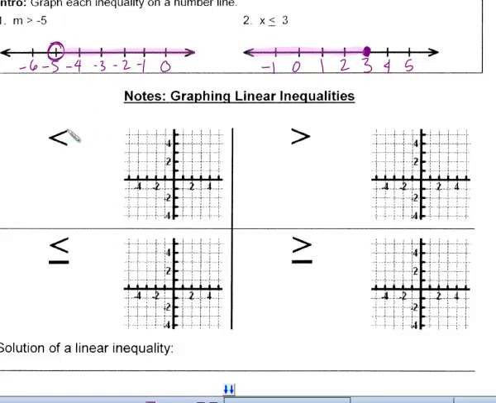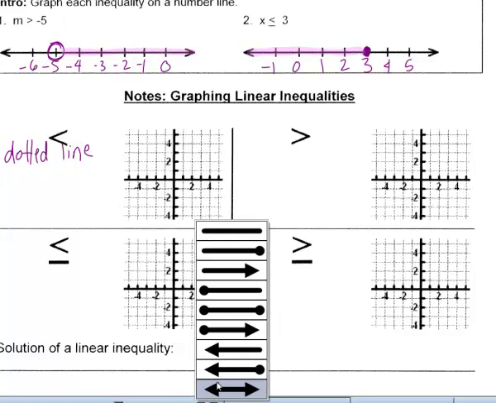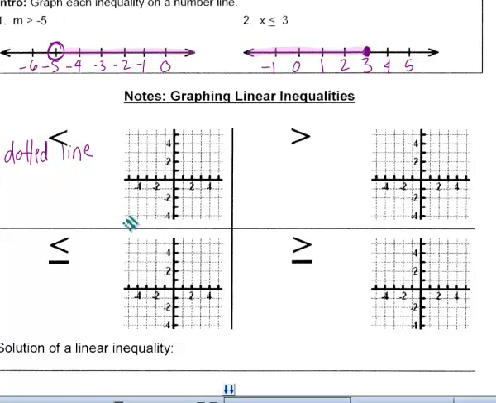Alright, so we know that this is the less than sign. So instead of it being an open circle, like it is up at the top, it is going to be a dotted line. So whenever we graph it, we're going to graph it with a dotted line. Alright, so we're going to go ahead and do that. So let's say I have this line right here. I have a dotted line.